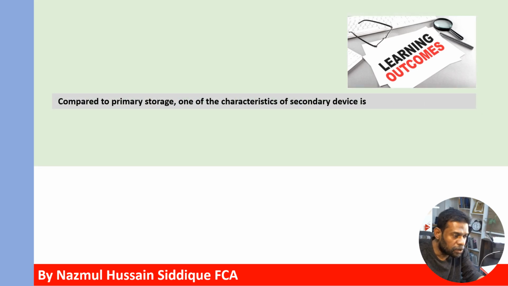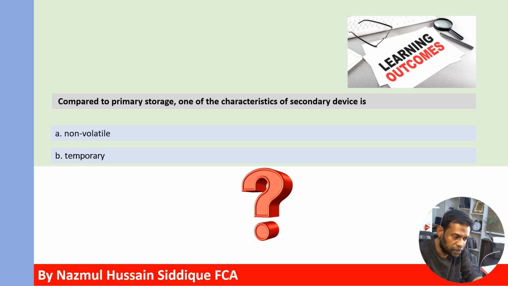Next question. Compared to primary storage, one of the characteristics of secondary device is non-volatile or temporary. Which one is the correct answer? The correct answer is A. Non-volatile is the characteristic of secondary device compared to primary storage.